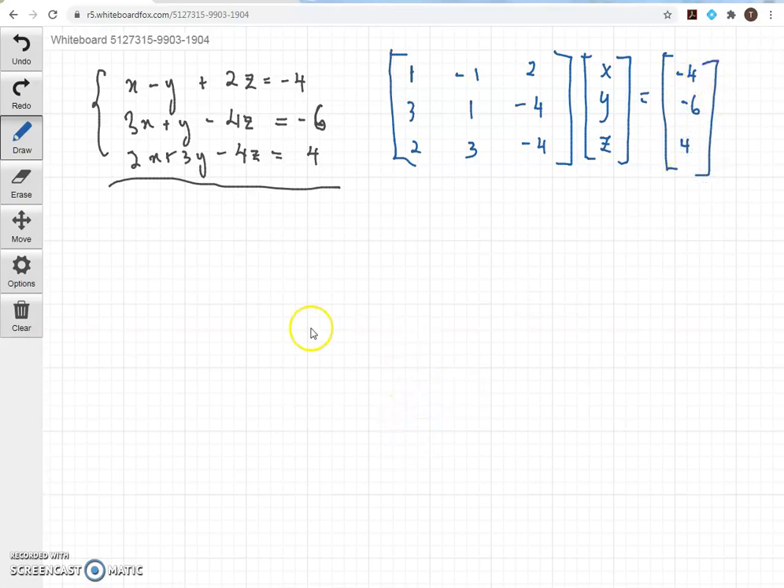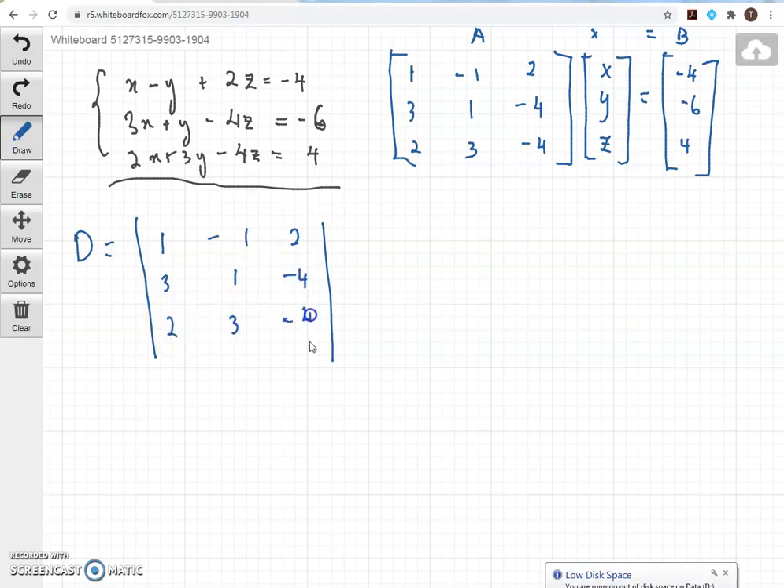So now let us start with finding the value of d. Like usual, we are going to use a vertical bracket for it and just copy everything. Let's say this is ax equals b. So we are going to use all the values of a here, which are 1, -1, and 2, 3, 1, and -4, and 2, 3, and -4.